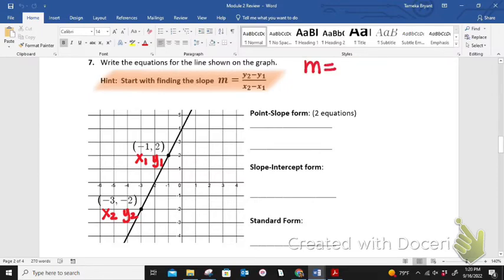So M equals, now what is Y2? Y2 is negative 2 minus Y1, which is positive 2. That's divided by X2, which is negative 3, minus X1, which is negative 1. So I always like to write it out.